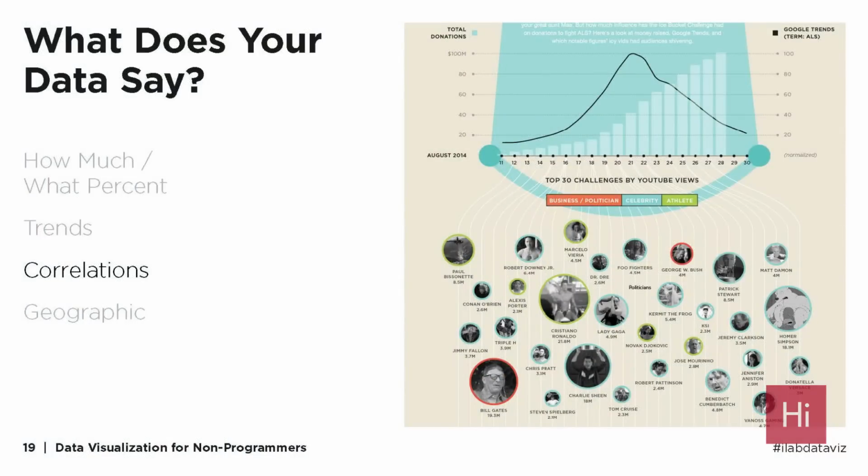The next category is correlations. And of course, that's a statistically significant relationship between X and Y. And we've all heard that correlation does not necessarily equal causation. And I'm not here to tell you otherwise, but it doesn't mean that correlations don't make interesting graphics. They can be really valuable and help us tell our stories. So in this particular graphic, we were wondering, did the ALS Ice Bucket Challenge have any effect on ALS donations?